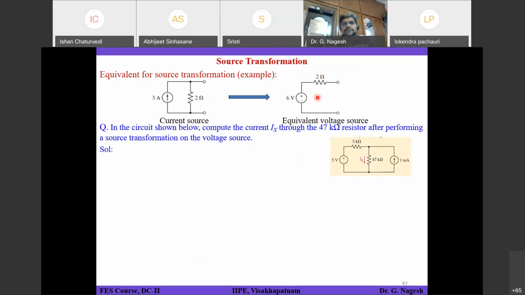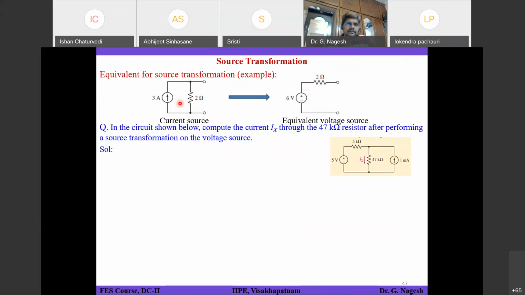In fact, the opposite is also true. If I have a practical voltage source of this fashion, and I want to convert it back to a current source, it will be the same. You divide the voltage by the resistance, that is 6 divided by 2, which gives a 3 amperes current source. The same resistance placed in parallel with the current source will be your practical current source.